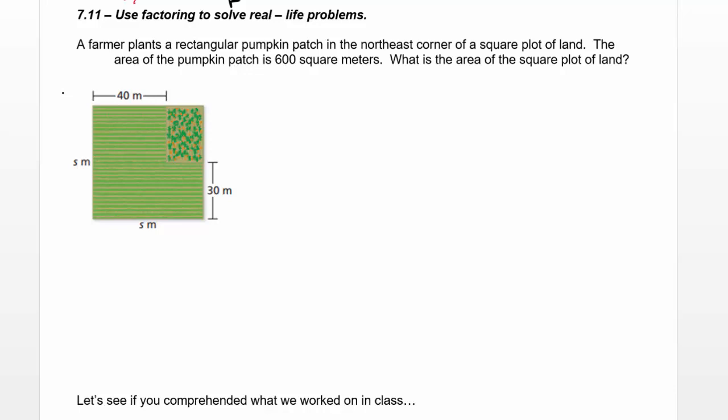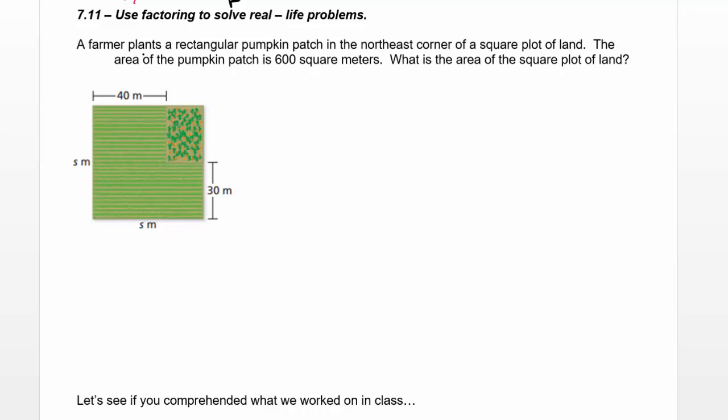Quadratics show up in a variety of places, from areas of plots of land to modeling the amount of money you would make from selling various products based on how many products you sell. There's many applications, and you're going to be seeing a variety of those problems over the course of this unit. Here's an example of one of them.